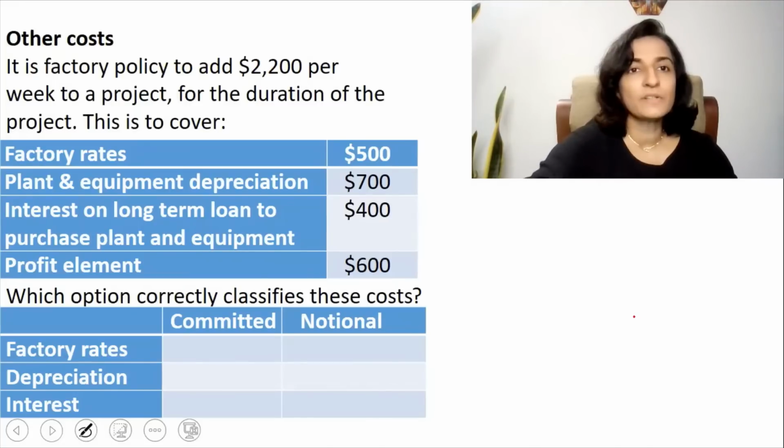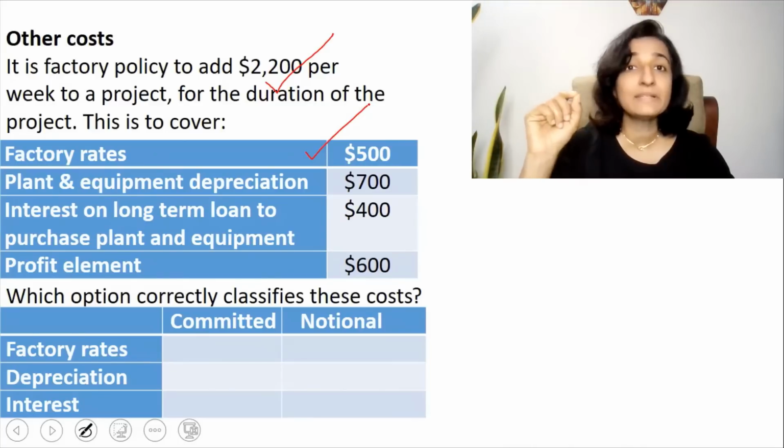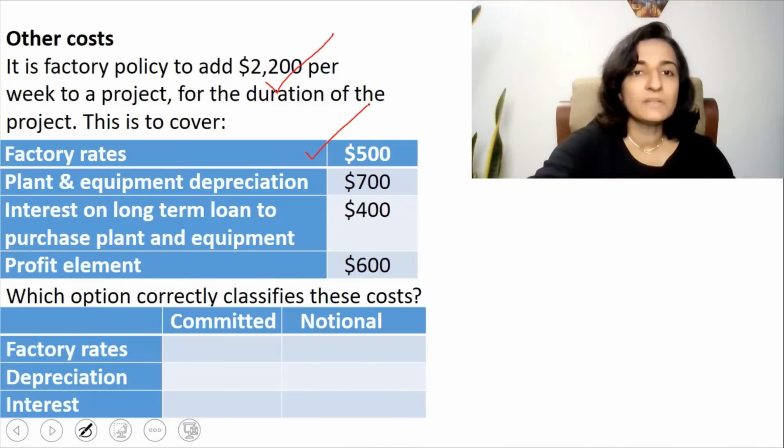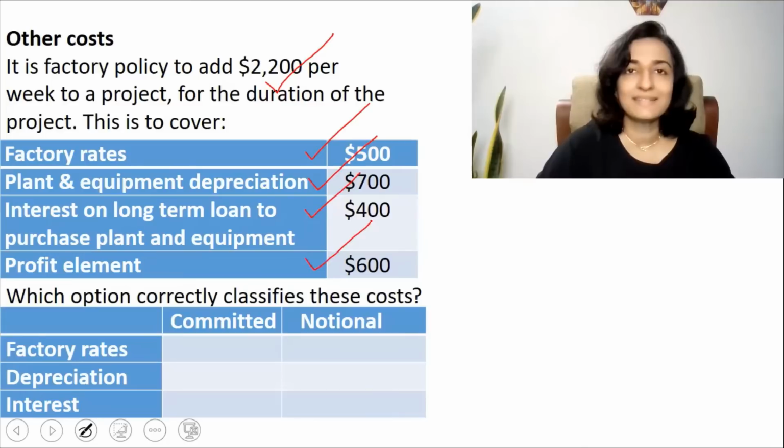It is the factory policy to add $2,200 per week to a project for the duration of the project. This is to cover the factory rates $500. What do you mean by factory rates? An example of factory rates is the property tax of the building. Plant and equipment depreciation $700. Interest on long-term loan to purchase plant and equipment $400 and profit element $600. Which option correctly classifies these costs?